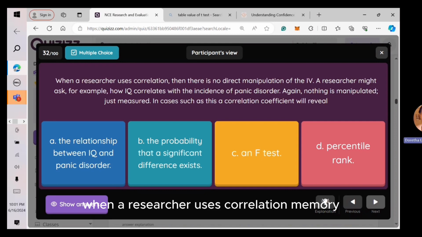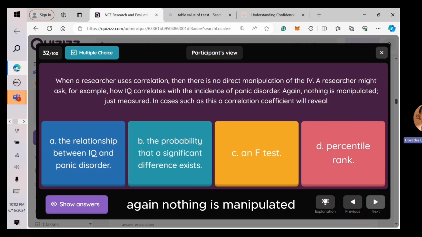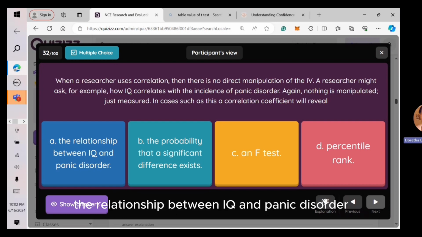When a researcher uses correlation, remember we said correlation is comparison, and there is no direct manipulation of the IV. A researcher might ask, for example, how IQ correlates with an incident of panic disorder. Again, nothing is manipulated, just measured. In cases such as this, a correlation coefficient will reveal: A, the relationship between IQ and panic disorder; B, the probability that a significant difference exists; C, an F test; or D, percentile rank.